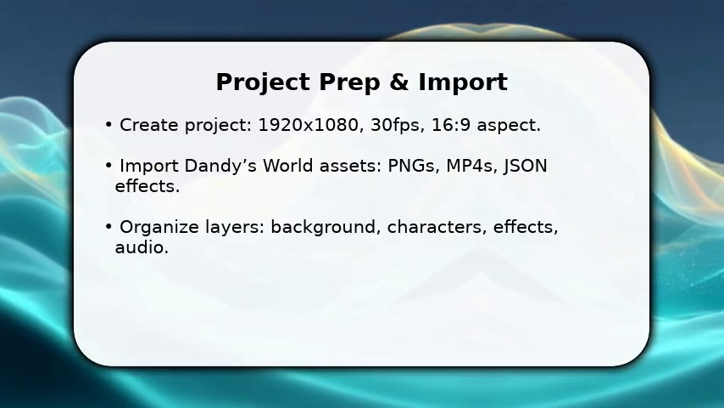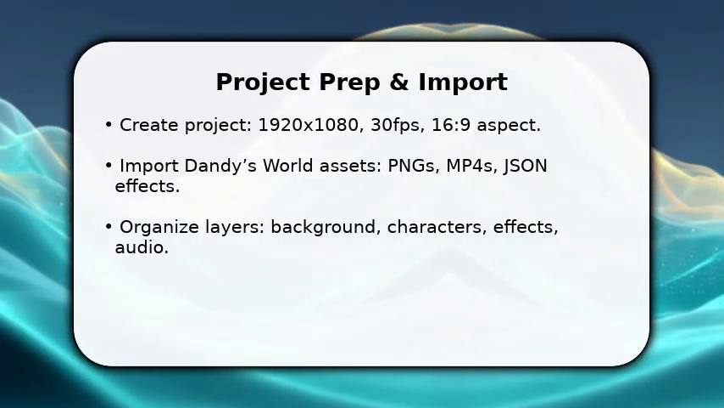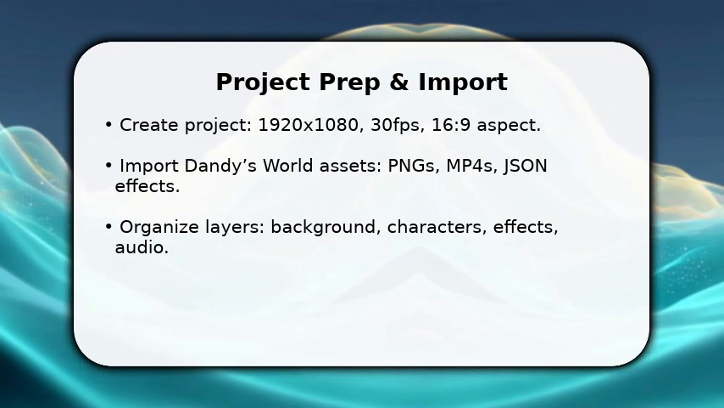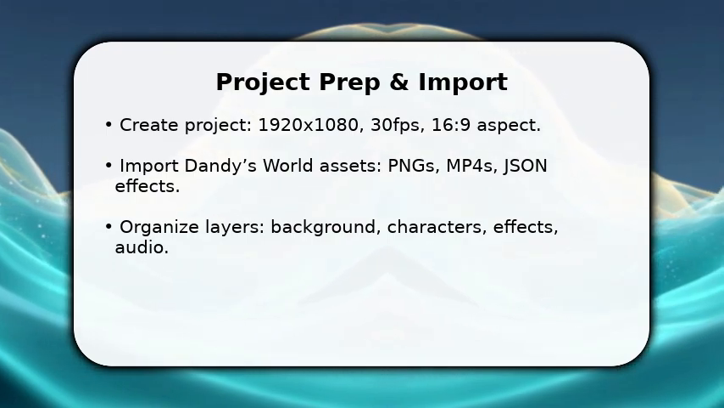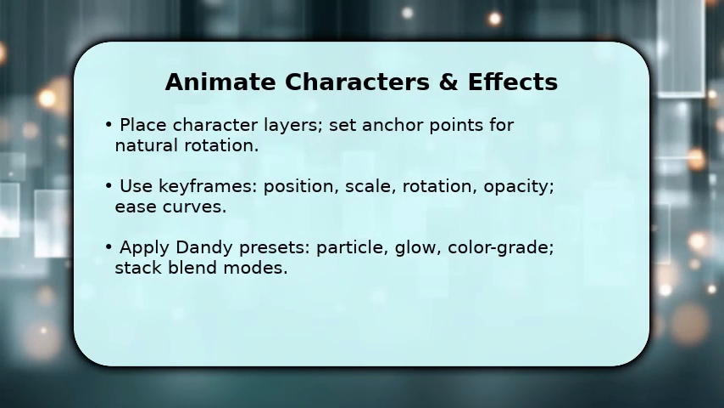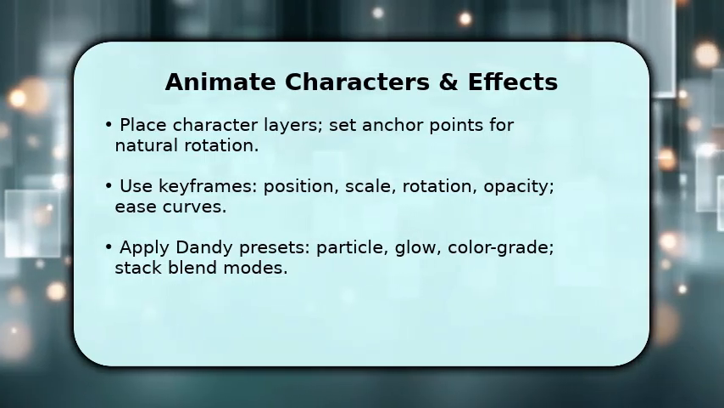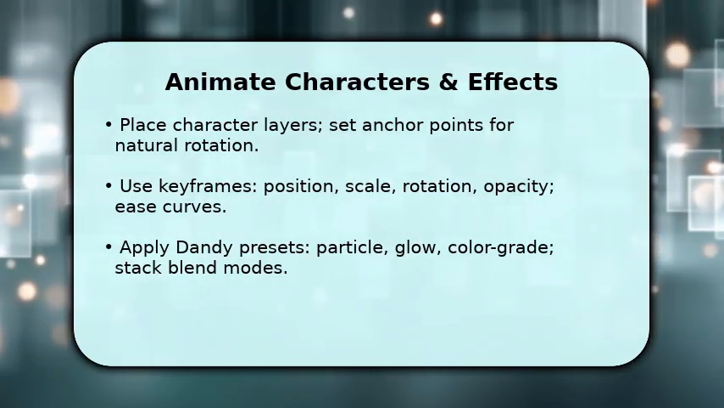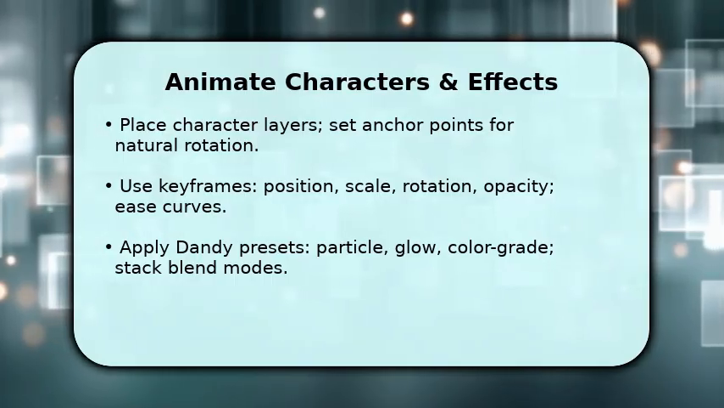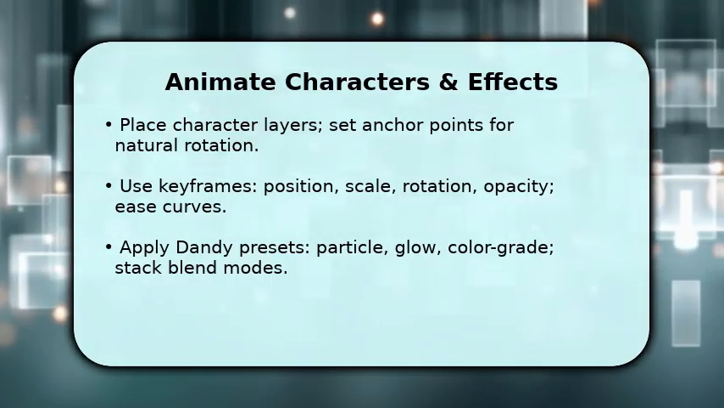Then drag your background to the timeline and lock it. This prevents accidental edits. You're ready for character placement and keyframing in the next step. You now position characters and set anchor points at joints for believable rotation. Next, add keyframes for position, scale, rotation, and opacity.